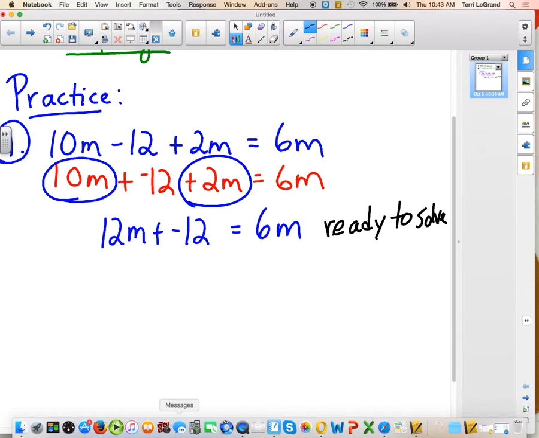Remember we said, oftentimes we like to move the smaller number of them so we don't have to deal with negatives. Didn't we say that? So why are we moving the 12m instead? What's our thought? What doesn't that side that has 6m have that the other side does have? A constant. It doesn't have a constant being added to it.